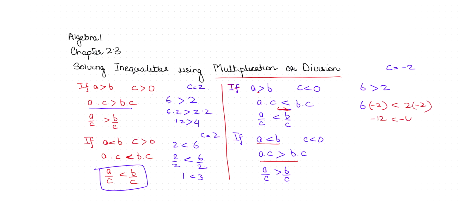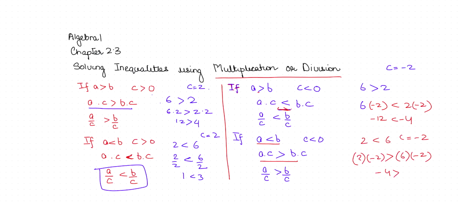Same way here. If 2 is less than 6 and C is less than 0, then 2 times minus 2, we will change the sign. So this will become 6 times minus 2. So minus 4 is greater than minus 12.